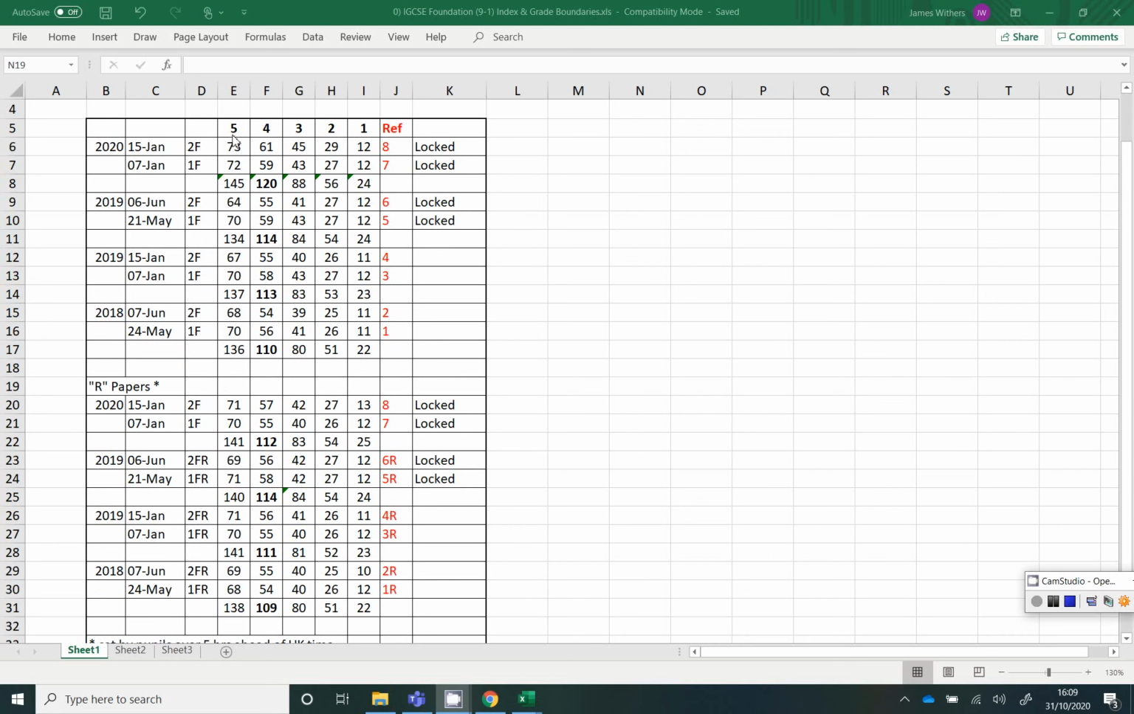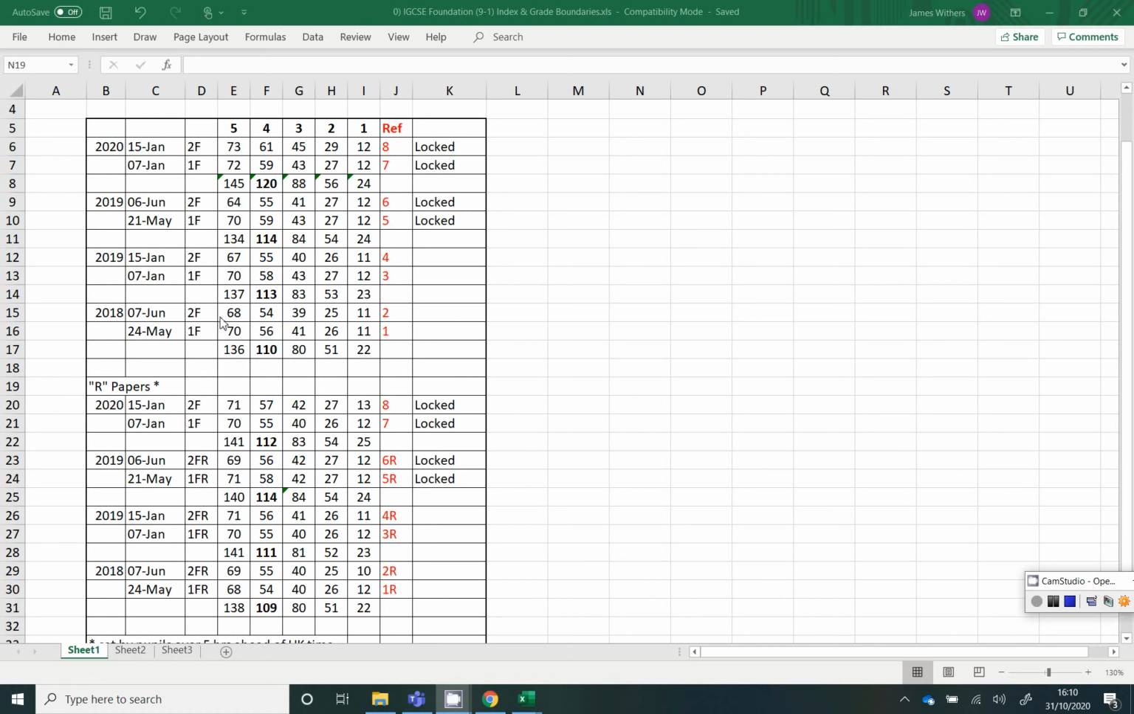To get a level 5 you needed to get 73 in that paper and 72 in that, and so on. You'll see that the grade 4 totals are in bold, so those are cast in stone. The paper 1 plus the paper 2 will always exactly equal the total, but you'll see with any of the other grade boundaries that isn't necessarily the case.